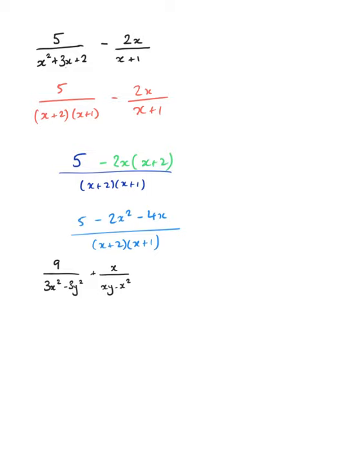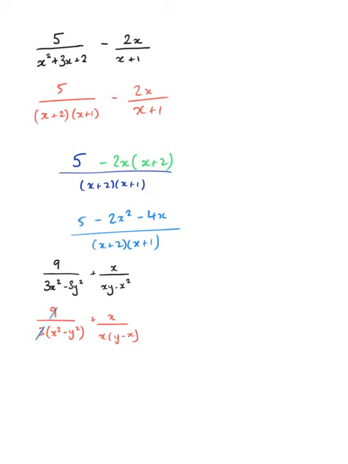This next example, 9 over 3x squared minus 3y squared, plus x over xy minus x squared. Now, as I have done before, the first thing I want to do here is factorise. That's going to be 9 over 3(x squared minus y squared) plus x over x(y minus x). And the reason I wanted to do that is I can now do some crossing out.